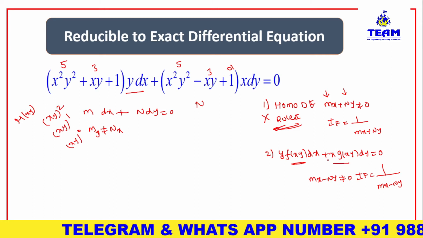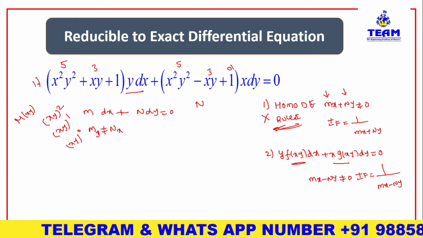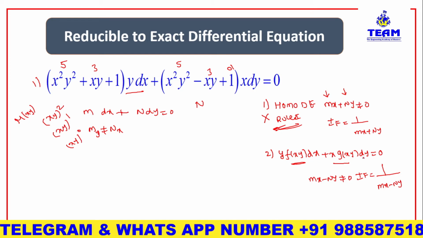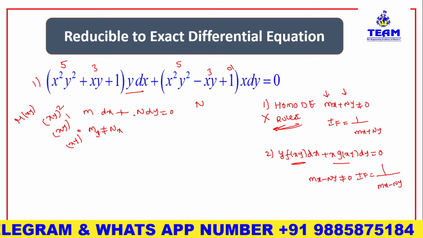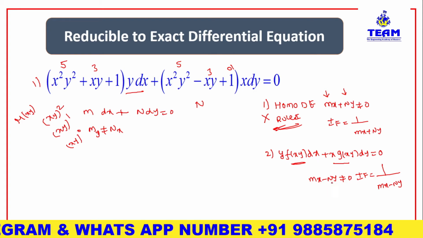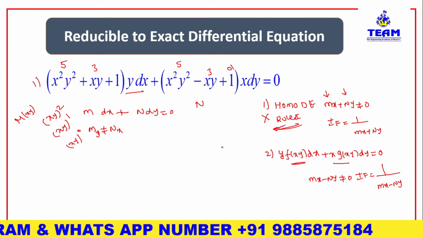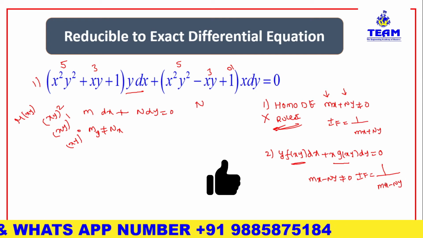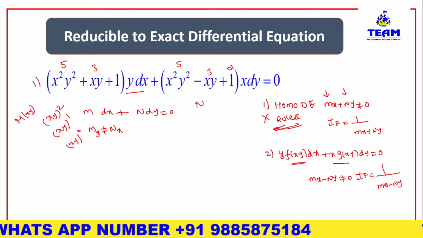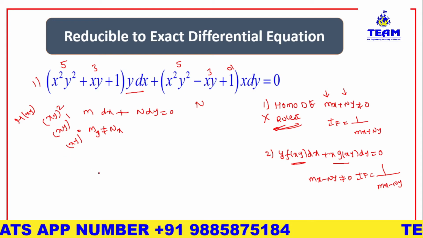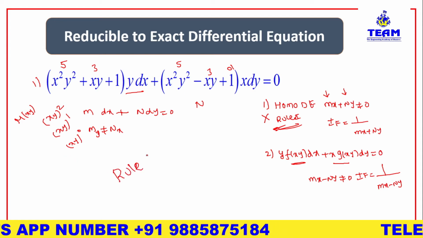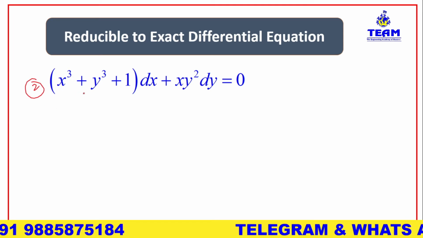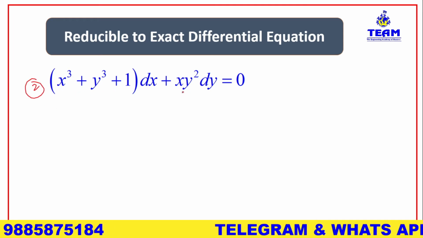So you can say this problem 1 is in the form of y into f(xy) dx plus x into g(xy) dy is equal to 0. So what you have to do? Mx minus Ny you verify. If it is not equal to 0, in this case the integrating factor is 1 by (Mx minus Ny). So can you guess which method you can apply, the first method or the second method? Rule 2.